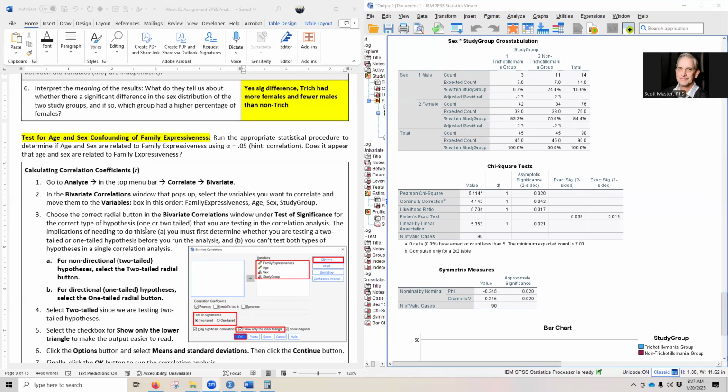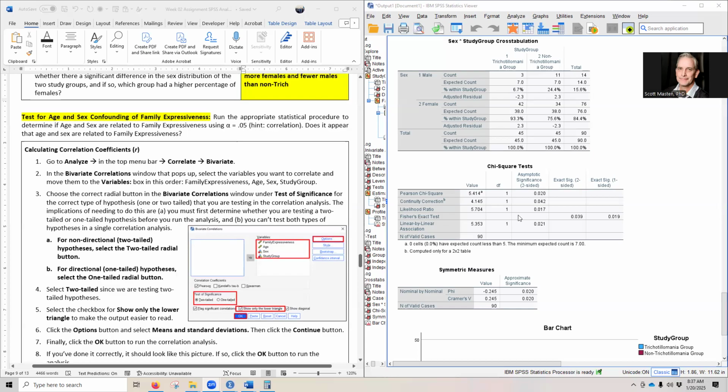All right, for the next step, we've established that the trick group has more females, the trick group is older, which shows that those covariates differ between the levels of the independent variable. Now we want to show that those potential covariates, to prove that they could be confounders, are also associated with the dependent variable, that is family expressiveness.